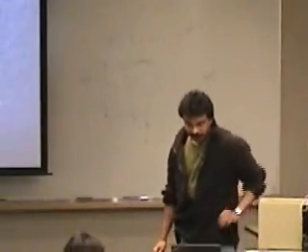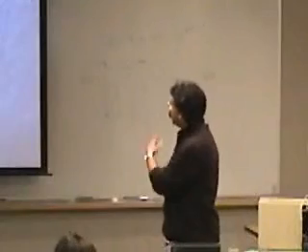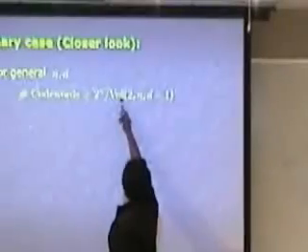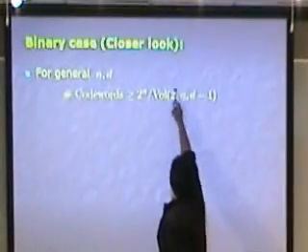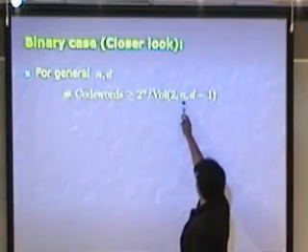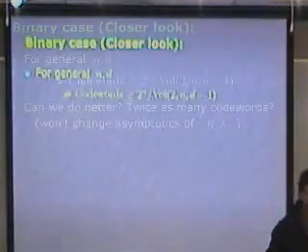So for general n and d, I want to just recall the original bound. This is the Gilbert-Varshamov bound. The number of code words can be at least 2 to the n divided by the volume in the space of binary alphabet, n sides, and d minus 1 sized balls.